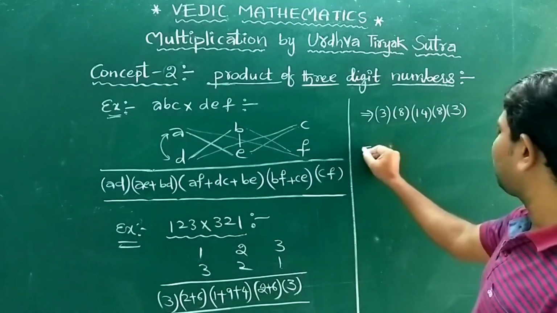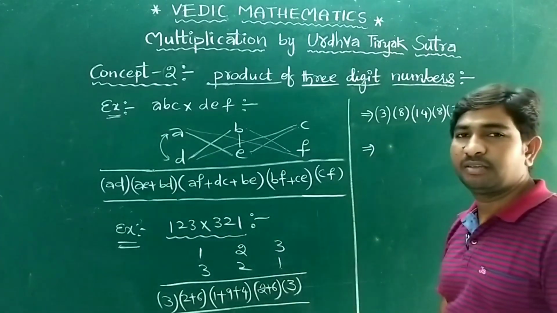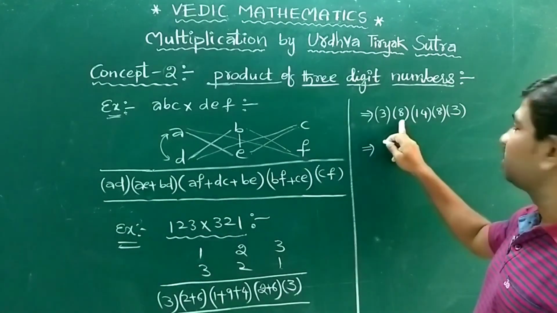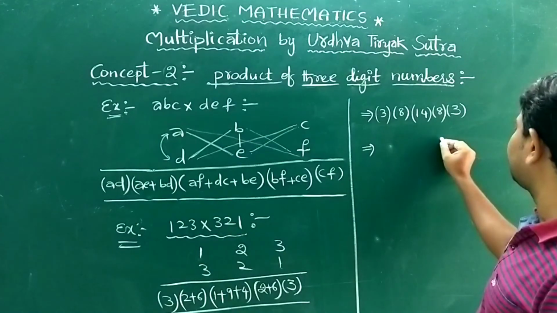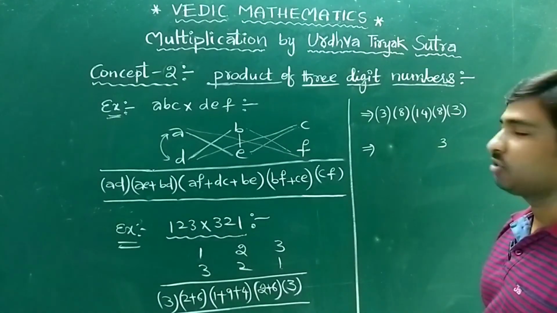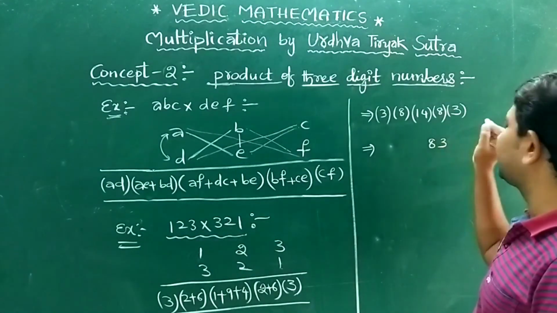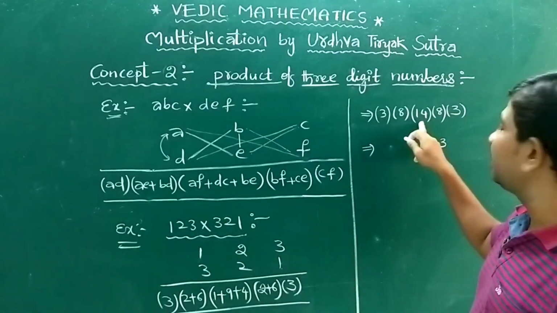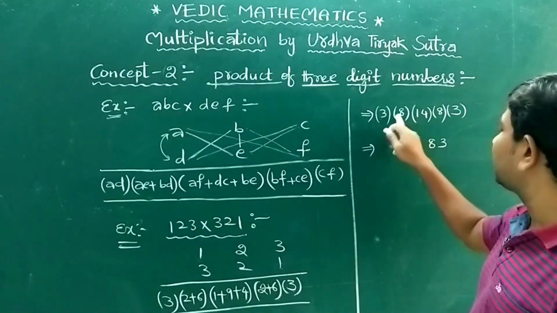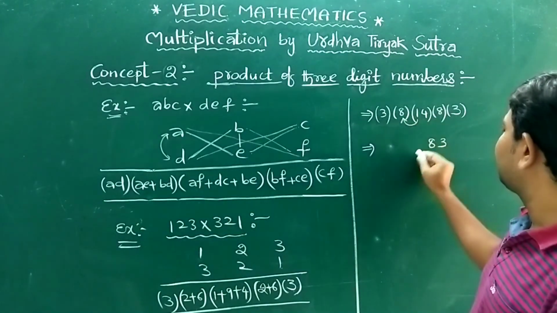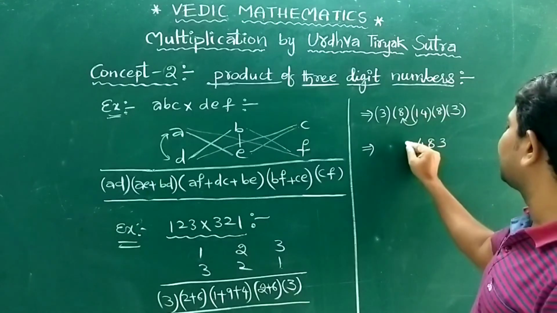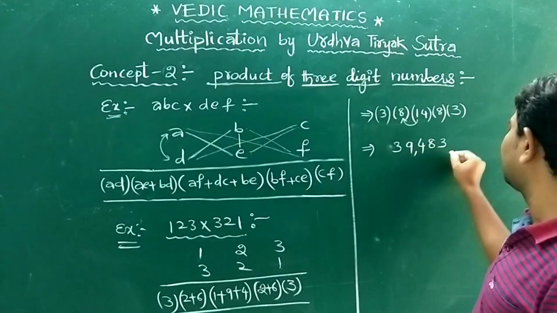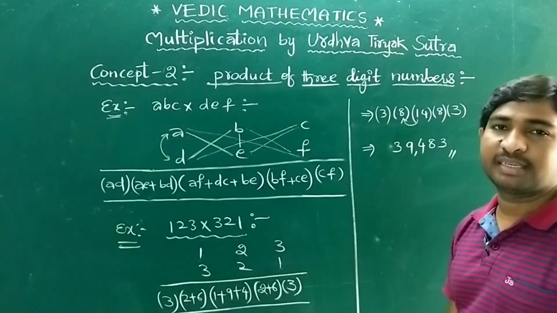And now to find the final value of 123 into 321, we have to add the carry to the next numbers. So 3 is a single digit number, write 3 as it is. And next 8 is also a single digit number, write 8 as it is. And now see here 14. In this 14, 1 is carried forward to the next number, so 4 you should write. 8 plus 1 is 9. And now the last one is 3. So 39,483 is the answer.